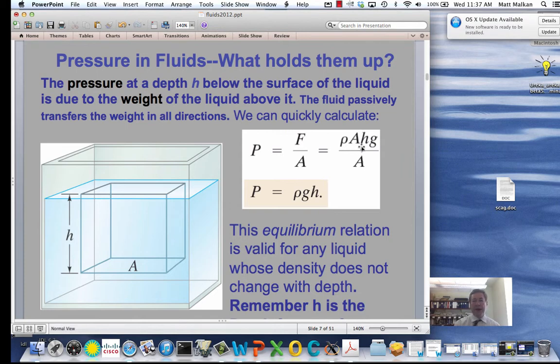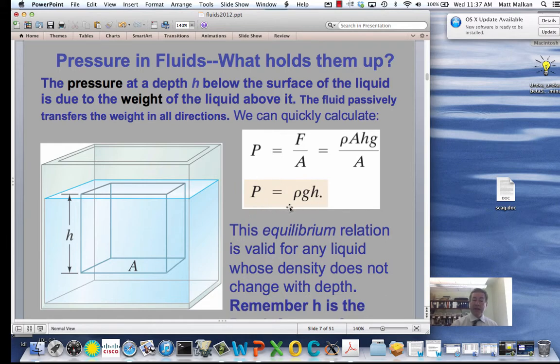Notice we got an A on top and an A on the bottom, because the force is proportional to how big the box is. The pressure divides out by that area. A cancels out. The exact area of this box, this computation, doesn't matter. In fact, the exact shape of this box doesn't matter either. I just picked a rectangle because it was very easy to calculate. Little cubes are easy, but it could have been a cylinder. It could have been some really weird shaped box. It doesn't matter.